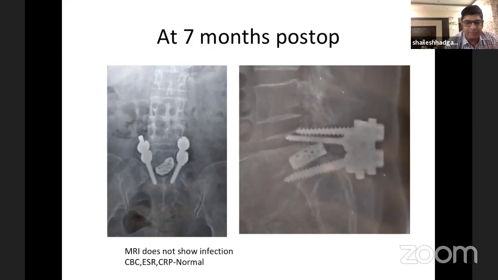Yes, Kunal, please proceed. I don't have the pictures of the CT scan. It was done and it showed L5 screw loosening. Okay. S1 screws were okay on CT scan. What did you do then? So, any revision strategy then?